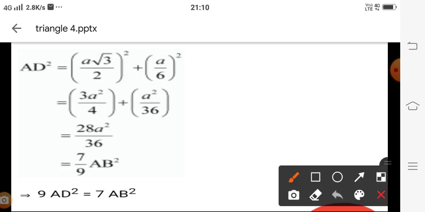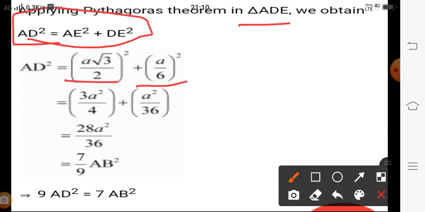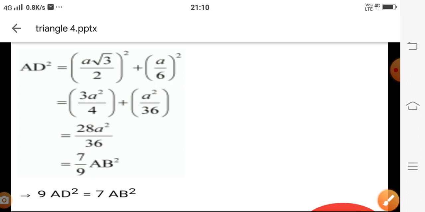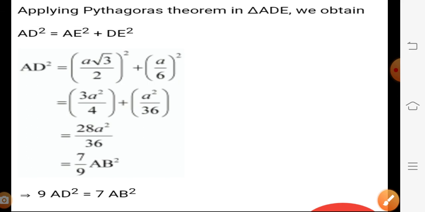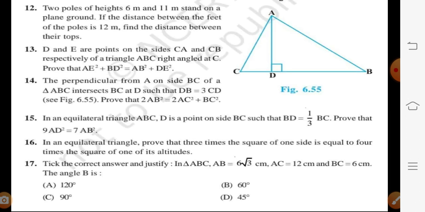Now in the triangle, if you apply Pythagoras theorem, then we get AD square is equal to AE square plus DE square in triangle ADE. And if you put the values and solve, what are we getting? We are getting 7 upon 9 AB square, and if you take 9 on the other side, then we get 9 AD square is equal to 7 AB square. Then on the basis of this, you have to solve some questions, the remaining questions in your fair notebook up to question number 17.